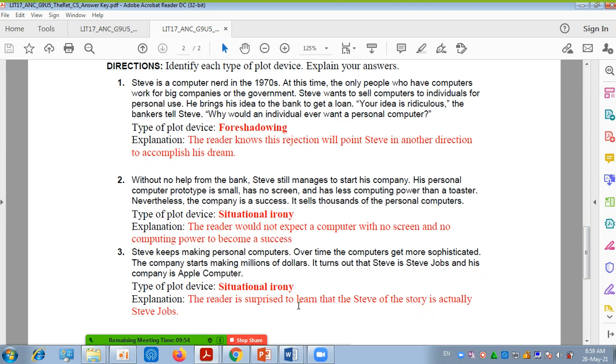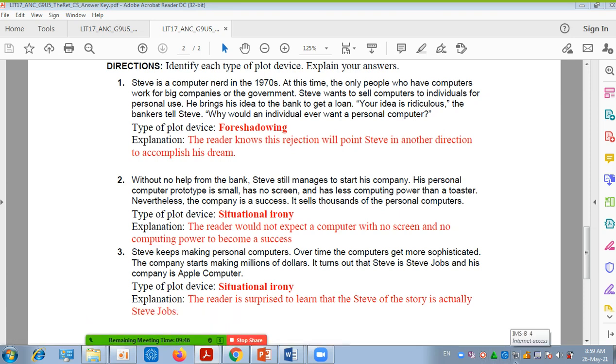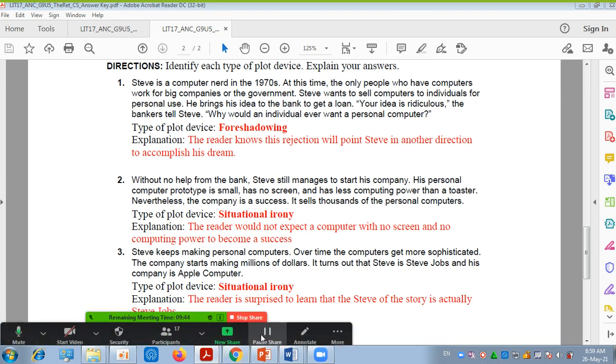So number 3, situational irony. The reader is surprised to learn that this Steve of the story is actually Steve Jobs, and this company is the Apple Computer that all of us know.